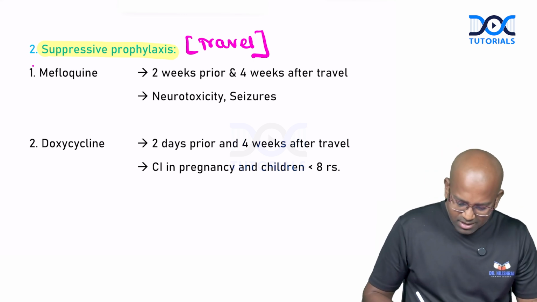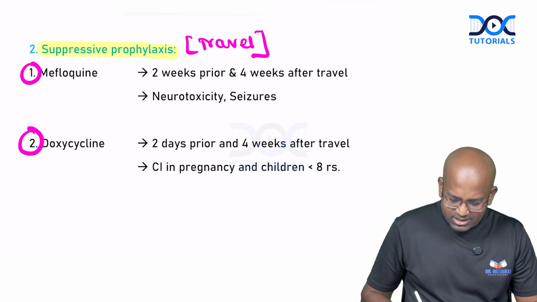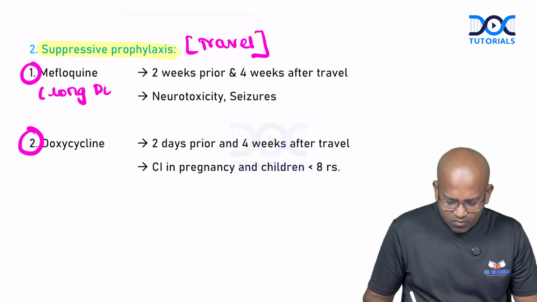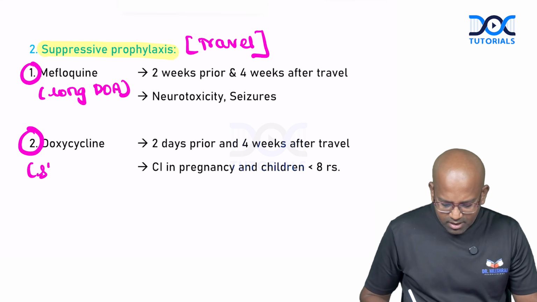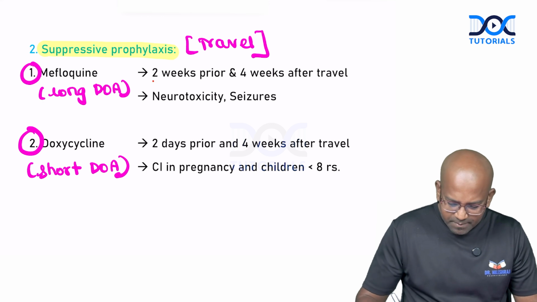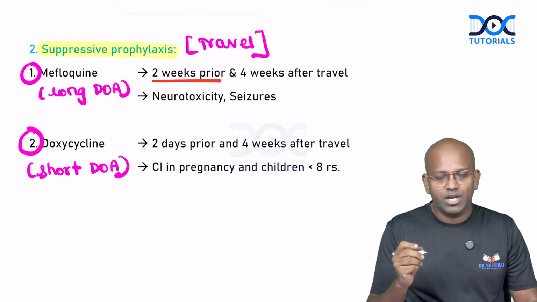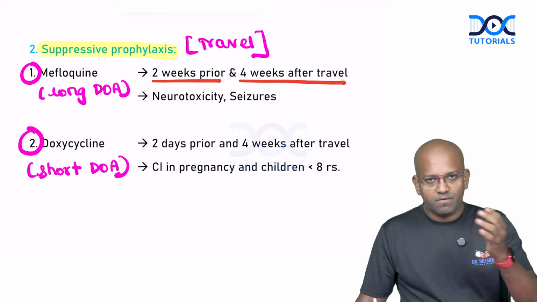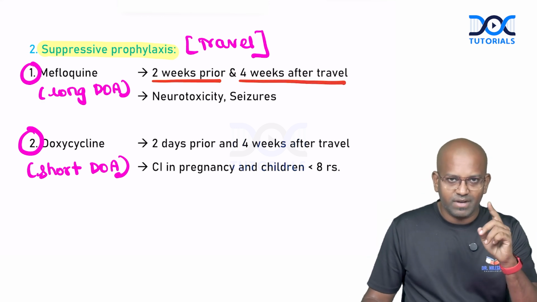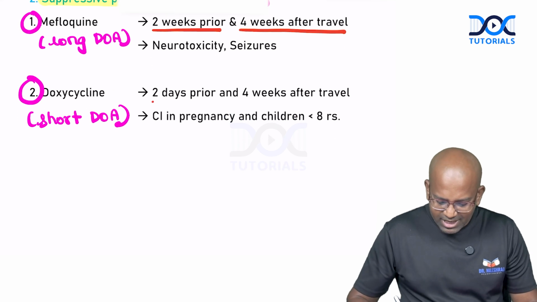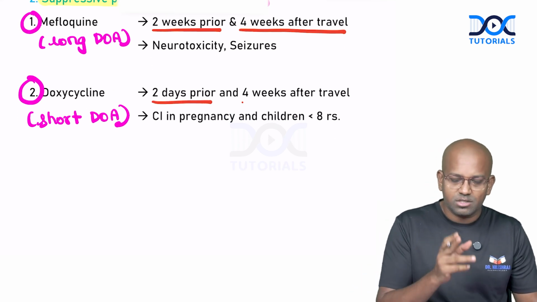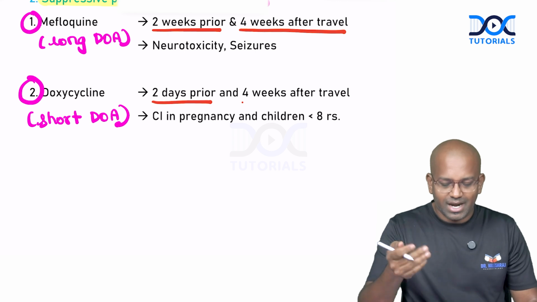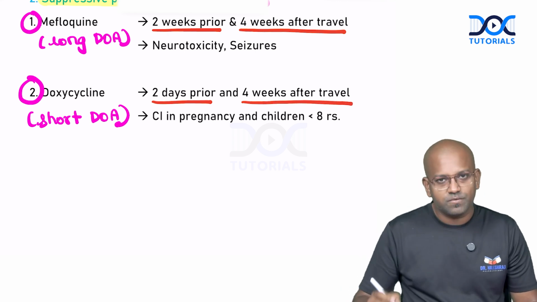We have 2 drugs under that. The first one is mefloquine, the other one is doxycycline. Mefloquine has a long duration of action, guys, whereas doxycycline has a comparatively shorter duration of action. That's why mefloquine is administered 2 weeks prior as weekly doses. Every week 1 dose has to be given, and for 4 weeks after return from the travel, we have to take mefloquine weekly. Whereas doxycycline, 2 days prior to the travel, you take daily for 2 days, and after return we take it as a daily dose for the next 4 weeks.